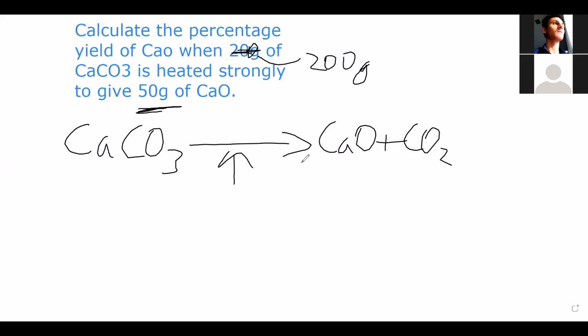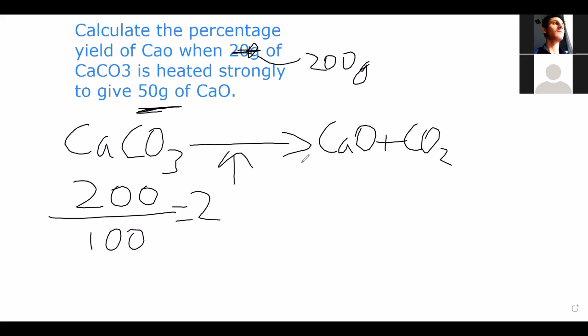First we'll find the moles of calcium carbonate. For that we'll divide 200 by the MR. The MR will be 40 plus 12 plus 3 times 16. So the number of moles of calcium carbonate are 2. Now the ratio of calcium carbonate to calcium oxide is 1:1. So the number of moles of calcium oxide will also be 2.